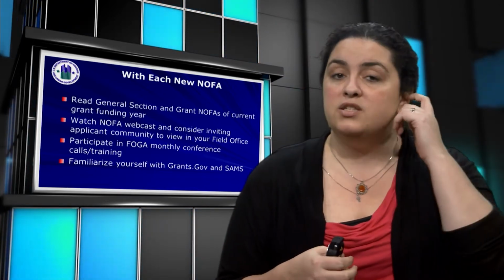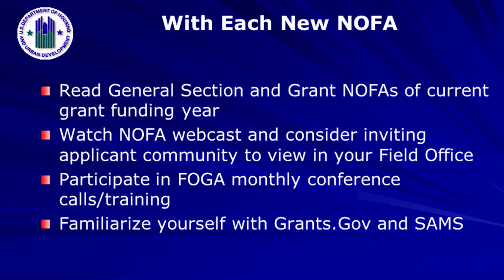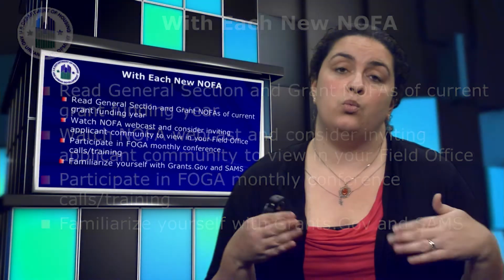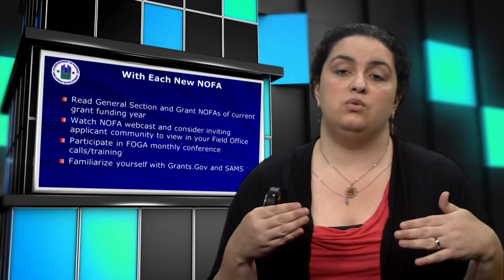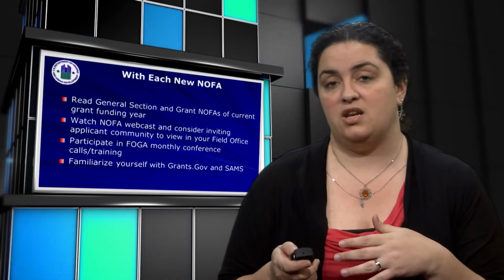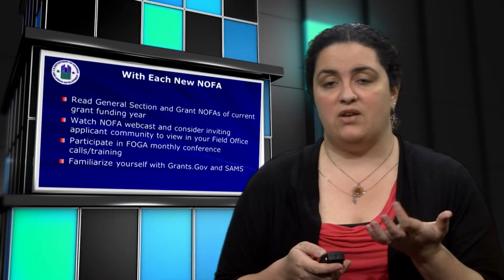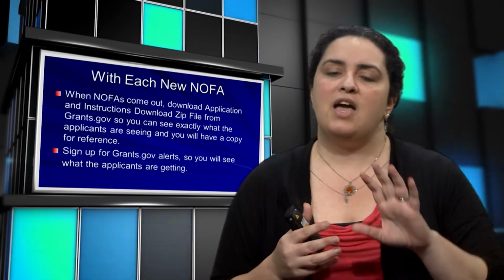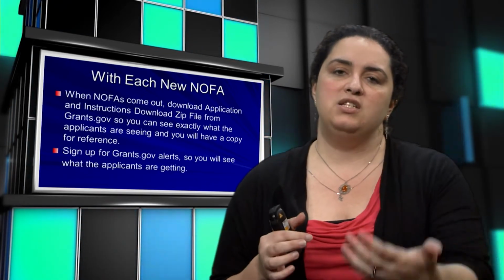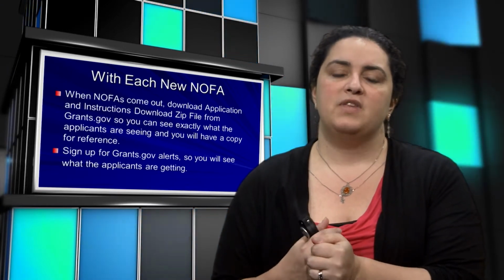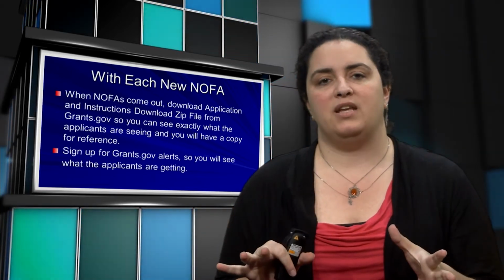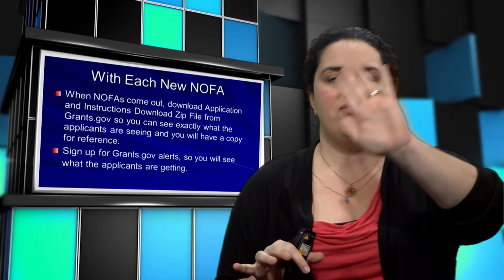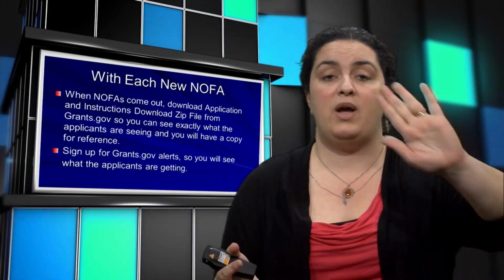And then we also recommend that you familiarize yourself with Grants.gov and SAMS. Those are the systems that the grantees or the applicants are going to need to work through in order to even submit their application. And we know that there are a lot of questions every year about Grants.gov, even though we've been using it for several years. So I would recommend actually going into Grants.gov when the NOFAs come out and pretending like you are an applicant. Go to the front page and say, okay, if I'm an applicant, what am I seeing here? What do I have to do?